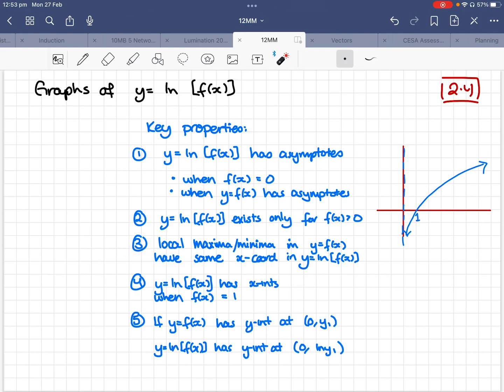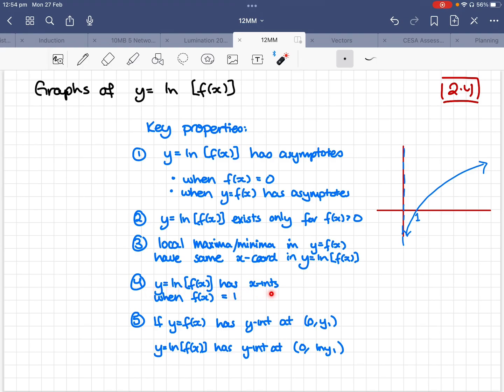The third property, if our function has a local maximum or minimum, now we haven't talked about this yet this year. This is part of our applications topic, but I'm hoping you can remember this sort of idea from Year 11 Methods. If you've got a maximum in the original function, f of x, then you're going to have a maximum or minimum in the same location in the graph of ln of f of x. It might just be a little bit closer to the axis. Maybe further away, usually it's a little bit closer.